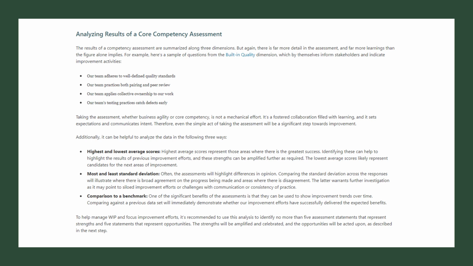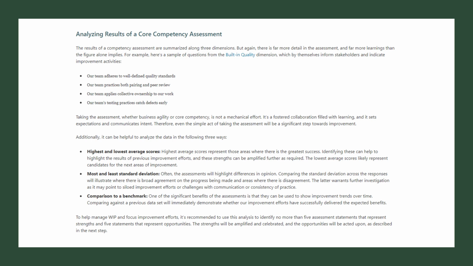The next way of analyzing is most and least standard deviation. Often the assessment will highlight differences in opinion. Comparing the standard deviation across the responses will illustrate where there is broad agreement on the progress being made and areas where there is disagreement. The latter warrants further investigation as it may point to siloed improvement efforts or challenges with communication or consistency of the practice. The third way is comparison to a benchmark.